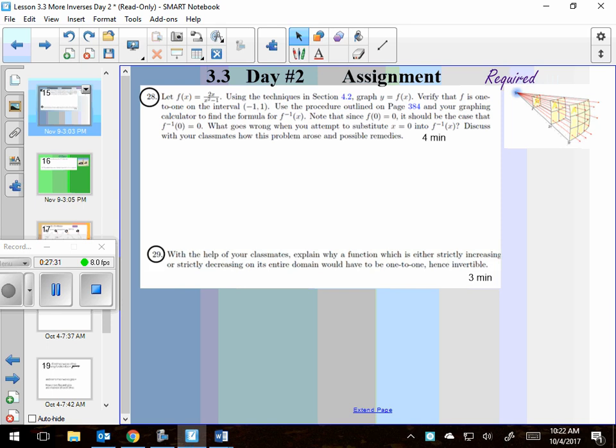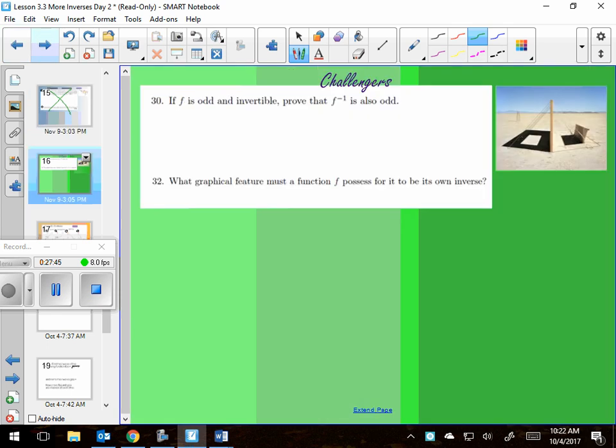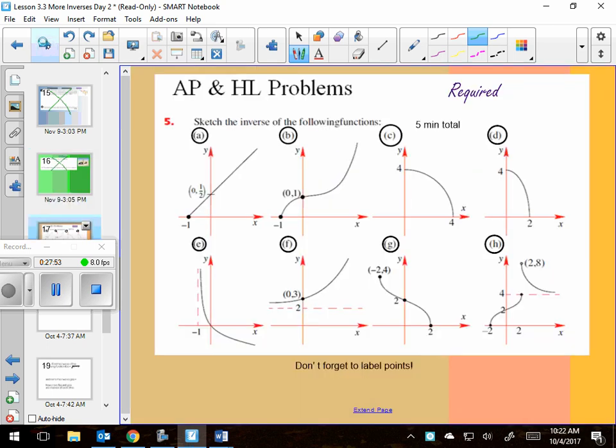Okay. And I don't think we need to do this stuff that involves the calculator because you're not going to be able to use the calculator in this test anyway. So I'm going to have you skip those. Let's focus on this. Not the challengers. Forget that. Let's focus on this.